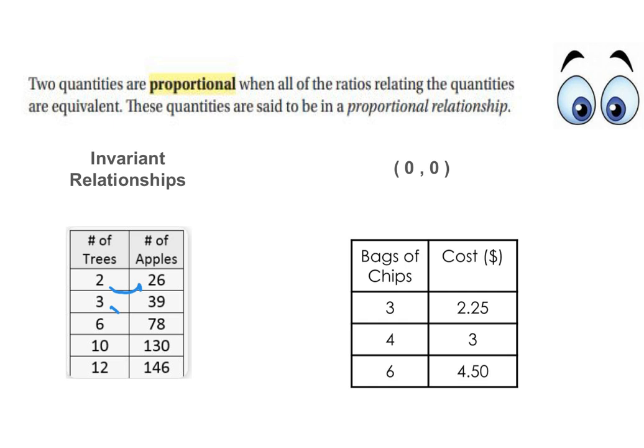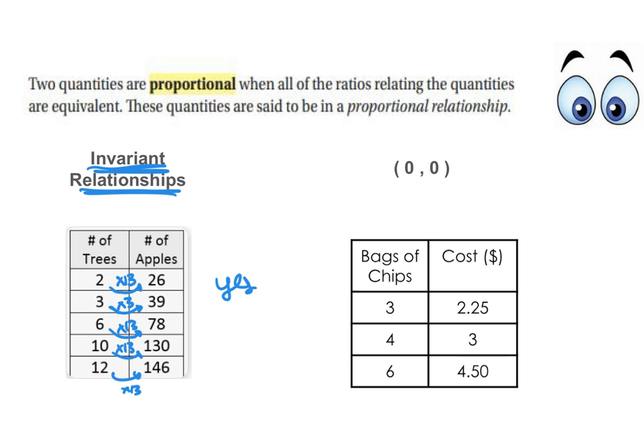So as we can see here, 2 times 13 is 26, 3 times 13 is 39, 6 times 13 is 78, 10 times 13, that's an easy one, that's 130, and 12 times 13 is 146. So we would say that yes, this table is proportional, and we know it's proportional because it has an invariant relationship throughout all of the terms. So that's one way to tell just by looking at a table whether the relationship is proportional.